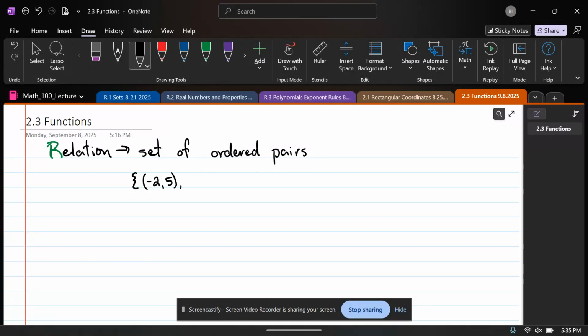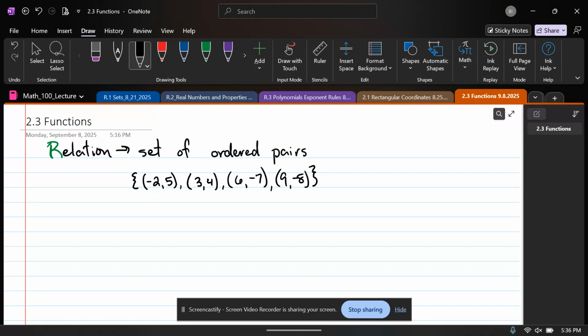And I'm just making these up. They're not from anywhere. I just made up the ordered pairs. So the first ordered pair is -2, 5. The second ordered pair is 3, 4. The third ordered pair is 6, -7. And then 9, -8. I made those up. They didn't come from anywhere. They're not special. They just got picked at random. So that is a relation.